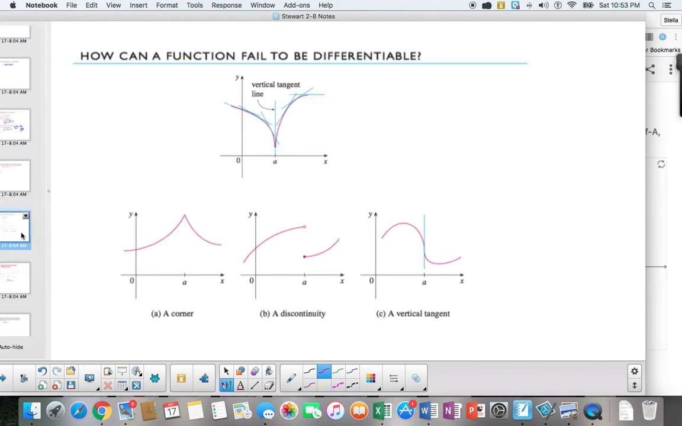Okay, how can a function fail to be differentiable? Well, it'll fail if there is a corner, or if there's a discontinuity, or if we have a vertical tangent like this. So those are the places where a function can fail to have a derivative.